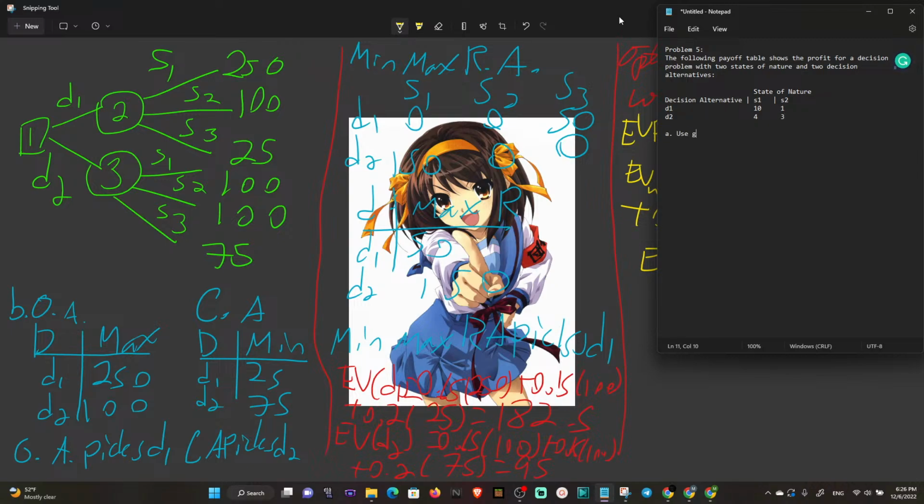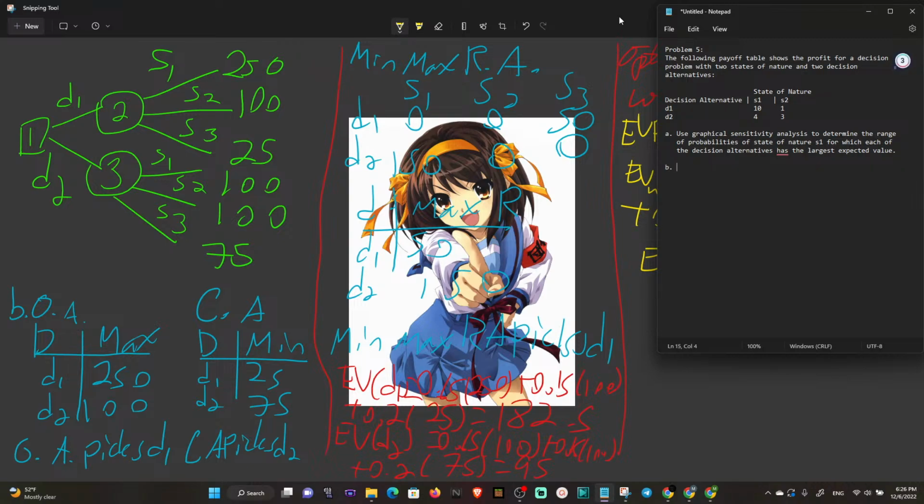A. Use graphical sensitivity analysis to determine the range of probabilities of state of nature S1 for which each of the decision alternatives has the largest expected value. Okay, that's fair. Fair enough.